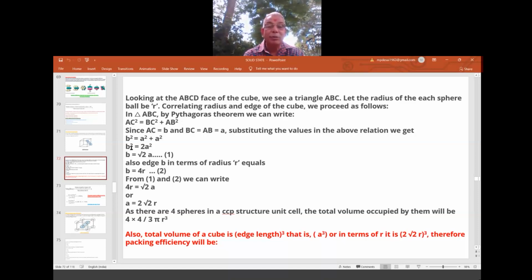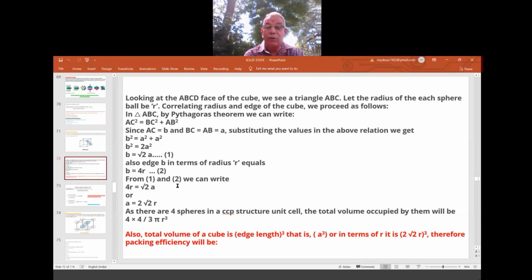So what is B square equal to? Simple mathematics, 2A square. So what is B equal to? Square root of 2A square. So A square becomes A after the square root. So root 2, let us not keep in the decimal, so we will keep root 2 as it is. So B equal to root 2A. Right? So also edge B in terms of radius R, B equal to 4R.